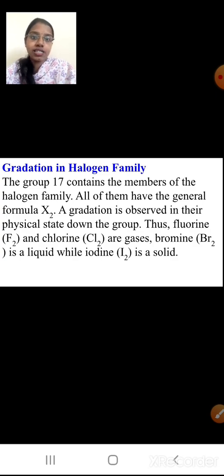They have the different states of matter. Some are solid, some are liquid, some are gases. Okay students, so that is the gradation we find in the halogen family.